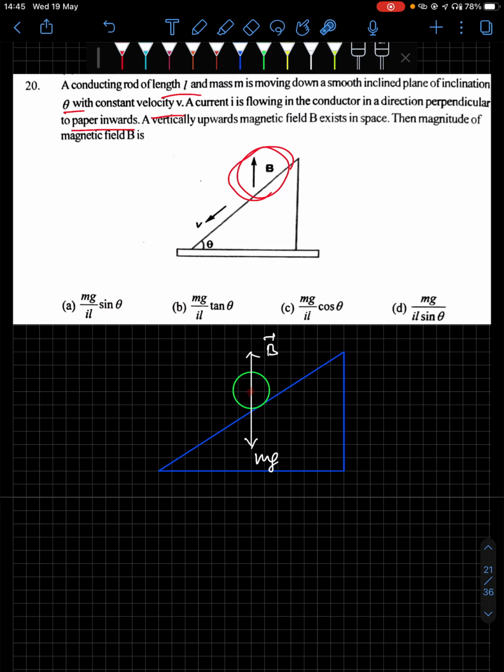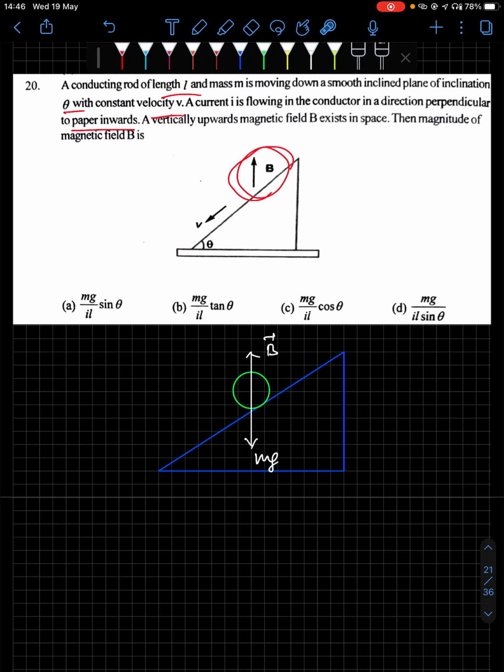Now force, field, current. The field is along the upward direction. You place your index finger towards that. Current is entering, so the middle finger will point towards the interior of the page. The middle finger is along the direction of the current, and the field is along the upward direction, so you will point your forefinger upward and your middle finger towards the interior of the page.